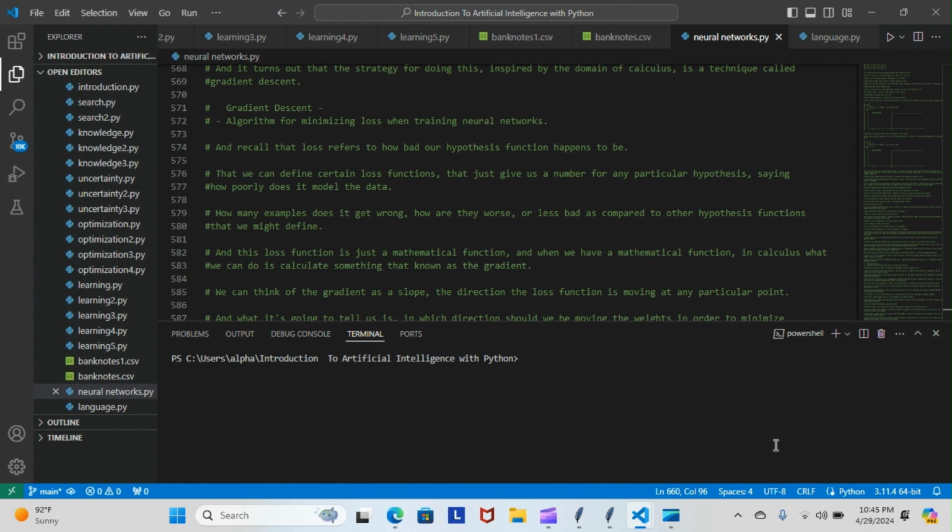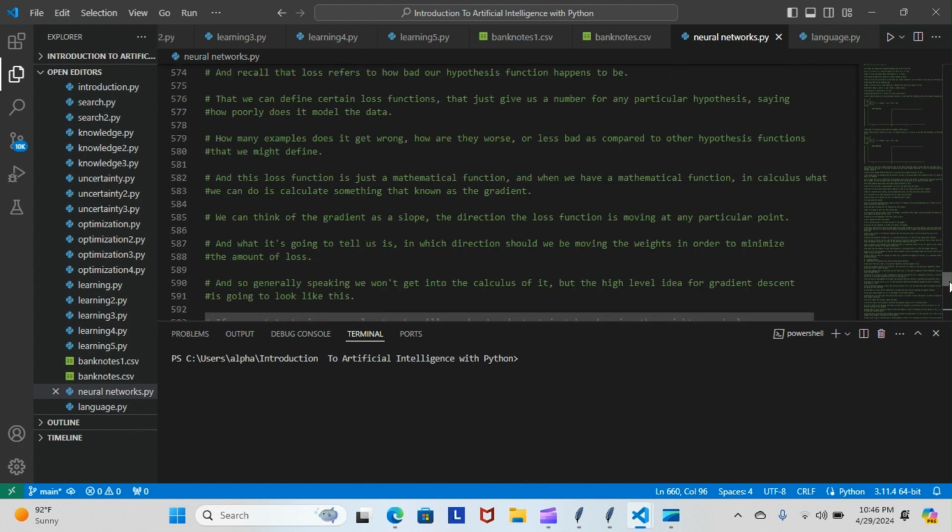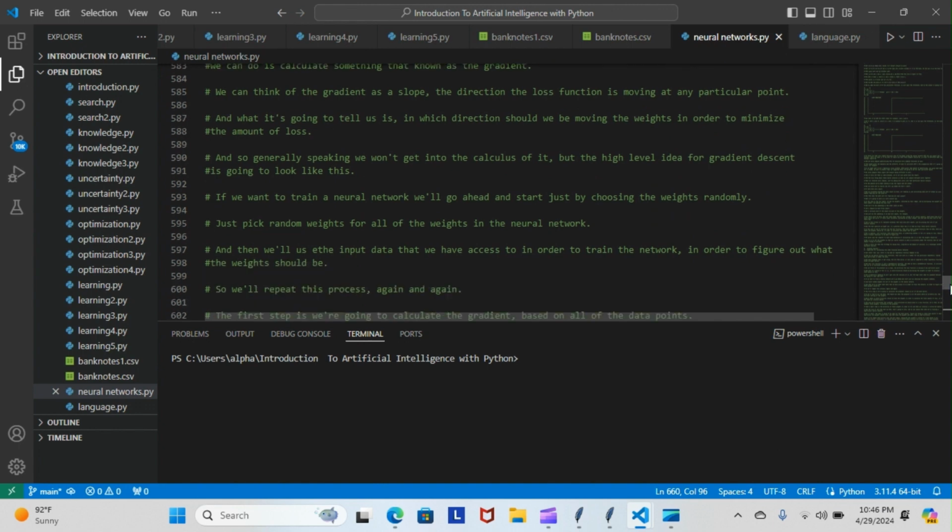And this loss function is just a mathematical function. And when we have a mathematical function in calculus, what we can do is calculate something that's known as the gradient. We can think of the gradient as a slope, the direction the loss function is moving at any particular point. And what it is going to tell us is in which direction should we be moving the weights in order to minimize the amount of loss. And so generally speaking, we won't get into the calculus of it, but the high level idea for gradient descent, it's going to look like this.